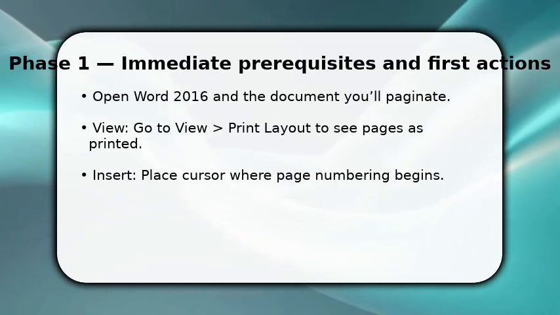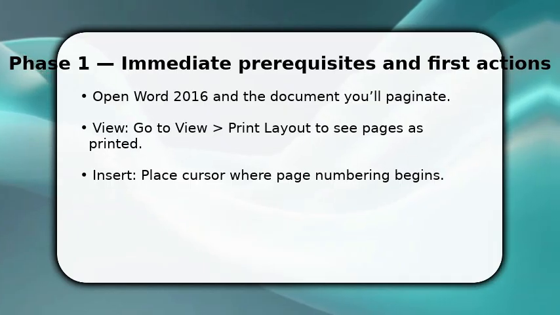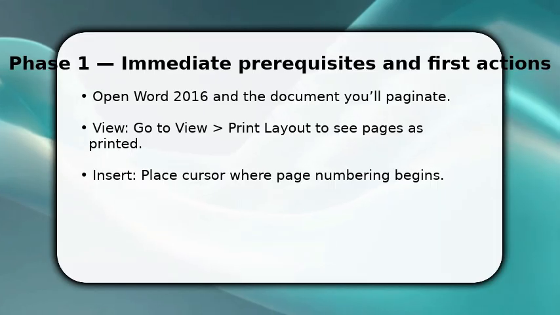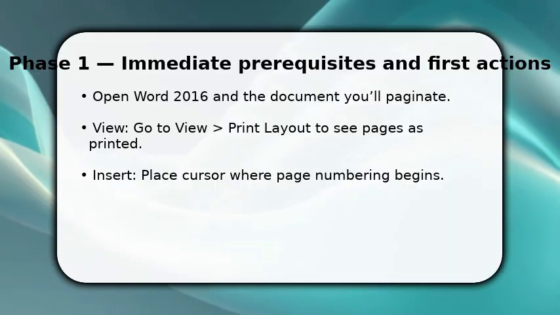Open the document and switch to print layout so pages match printed output. Once done, place the cursor at the exact spot where numbering should begin, commonly the first page of main content. Make sure to break sections if you need different numbering styles.